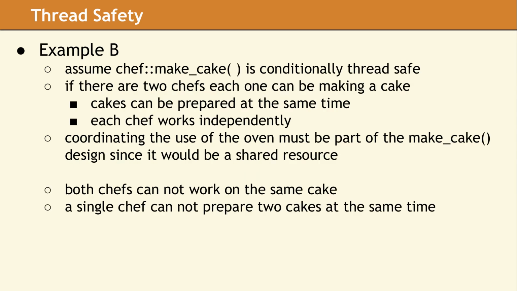Let's look at another method in our chef class. MakeCake is conditionally thread safe. What does this mean? Given the preceding definition, there can be any number of chefs making any number of cakes. However, a given chef must be focused on their unique cake. Multiple chefs cannot work on the same cake, nor can a given chef work on two cakes. This would not adhere to the constraints of conditionally thread-safe code.